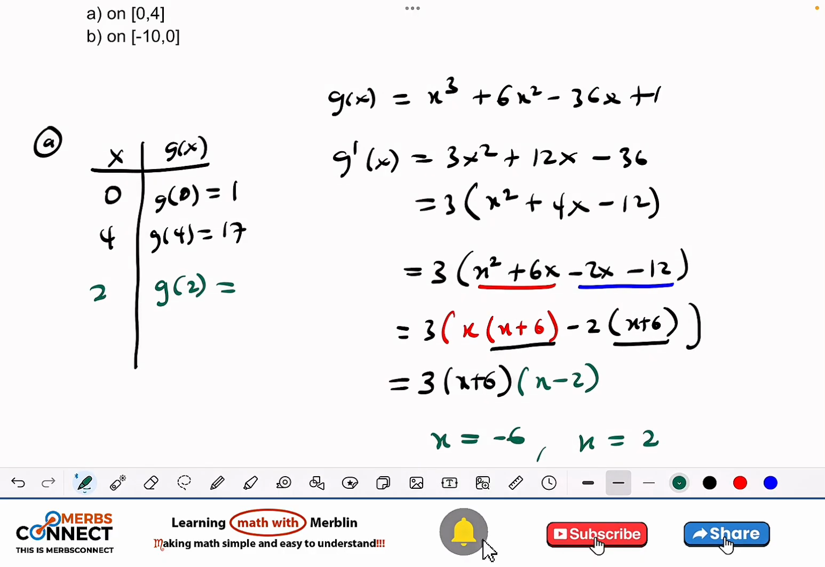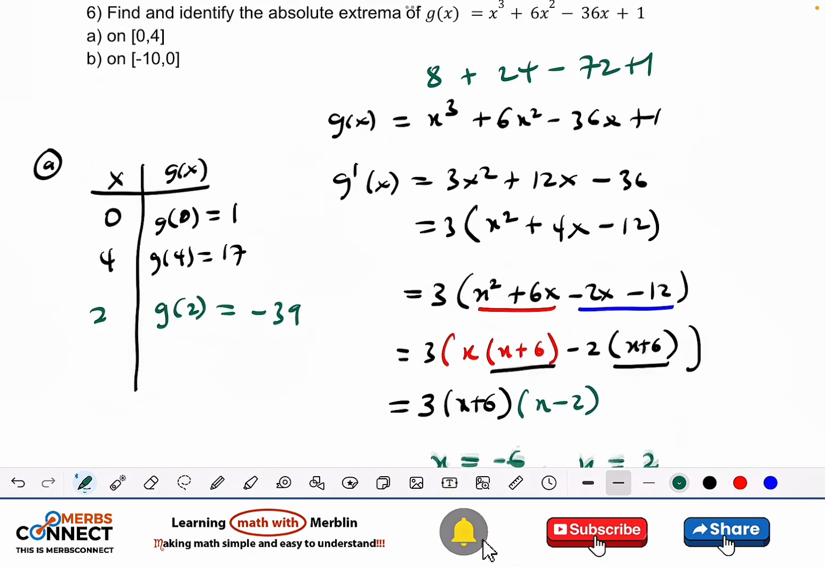That is nice. So what is g of 2? When I plug in 2 here, 2 to the power 3 is 8, plus 2 squared is 4, 4 times 6 is 24, minus 2 times 36 is 72, plus 1. So let's try and add them together. So what is 8 plus 24 is 32, minus 72 plus 1 is going to give us minus 39.